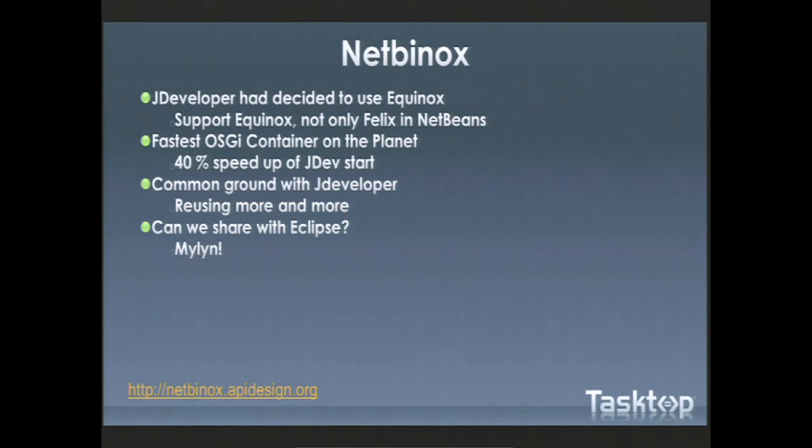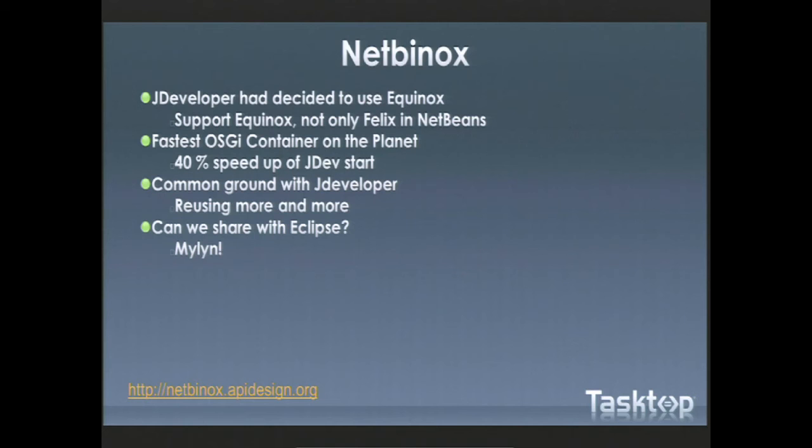So the only problem was how to convince the JDeveloper guys to not use plain Equinox, but use the mixture of NetBeans platform together with Equinox. And I call it Netbinox. So I decided I will try to convince them by saying, if you switch to NetBeans platform with Netbinox, you will be much faster. So they gave me a time to really prove that.